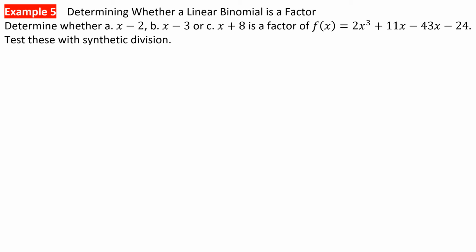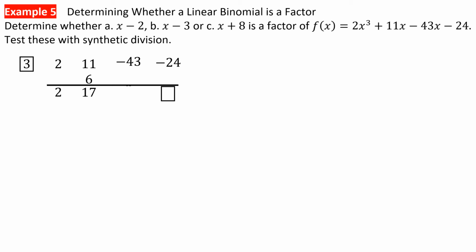So in part A, x minus 2 didn't prove to be a factor, but we did find that 2 comma negative 50 is a point on our graph. Now for part B, let's take a look at x minus 3. Synthetic division, we set up the exact same way. This time we'll put 3 in the box, bring down the 2, multiply 3 times 2 is 6, 11 plus 6 is 17. 3 times 17 is 51. 51 and negative 43 is a positive 8.